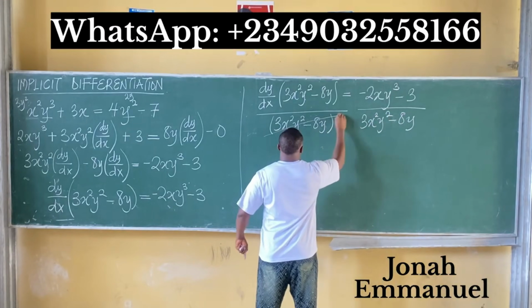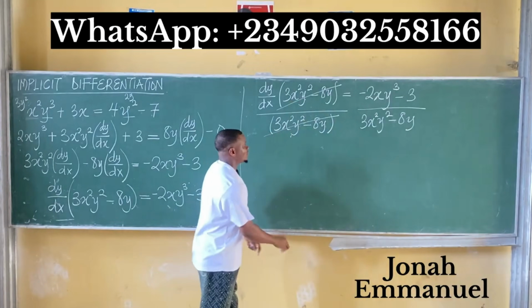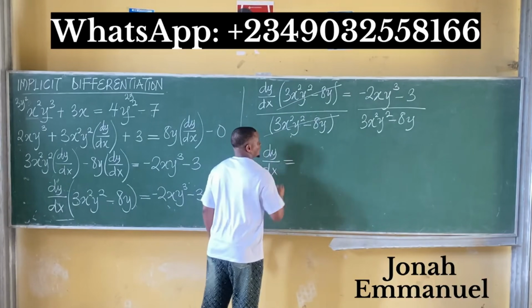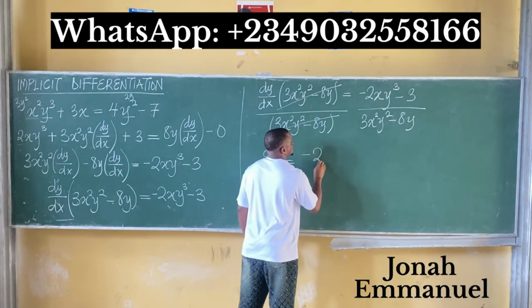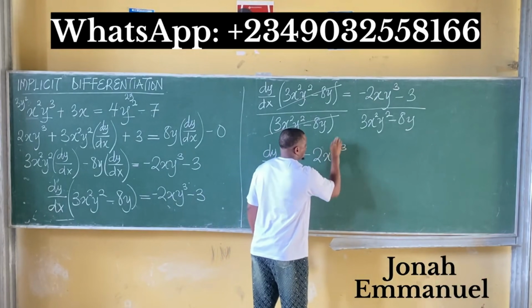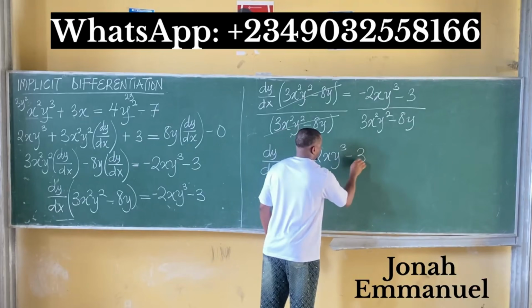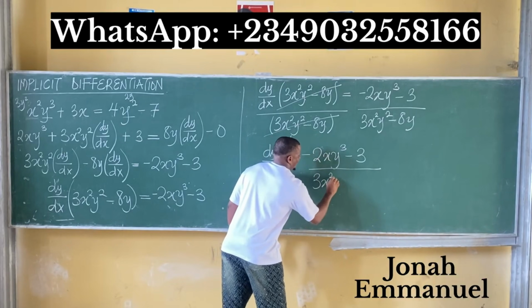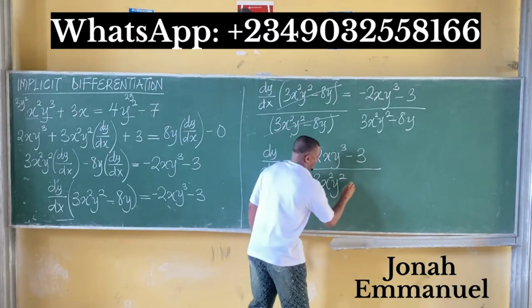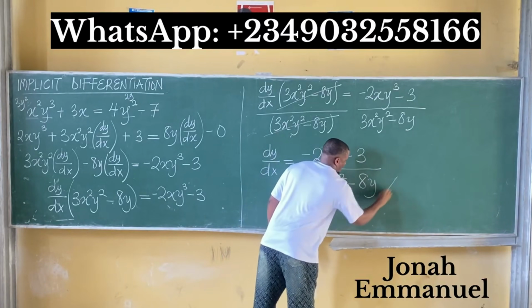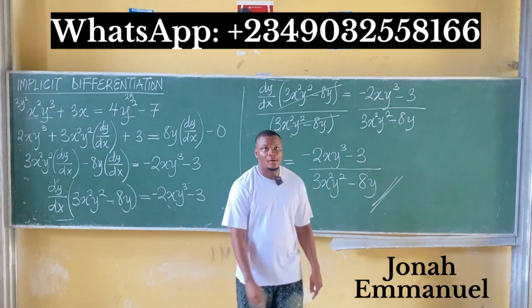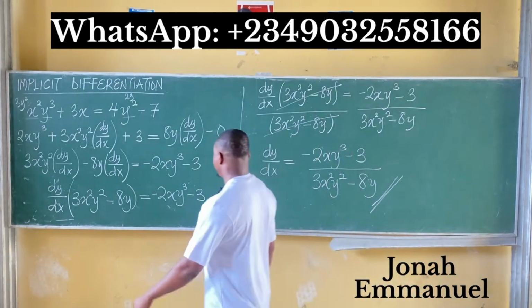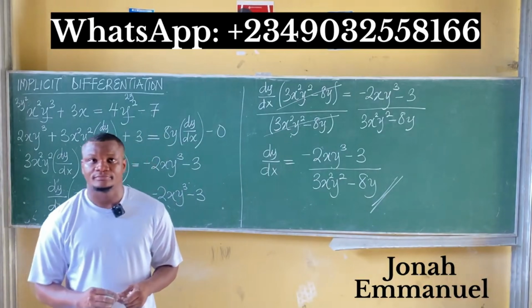From here, this will cancel this. So what do we have there? We have that dy dx is equal to minus 2xy cubed minus 3 all over 3x squared y squared minus 8y. That's your answer. That's all. Right? That's your answer, please. So that's all basically.